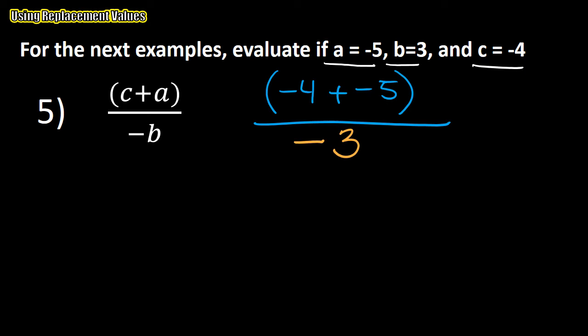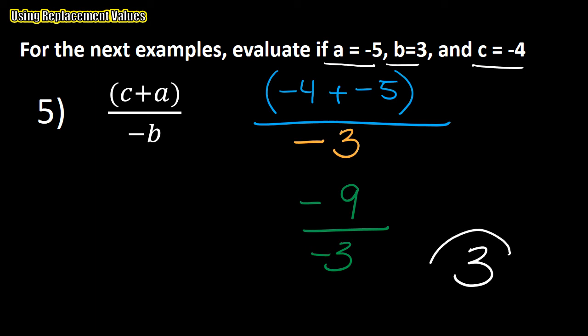So next step is we're going to use order of operations. So we're going to do everything in our numerator first. So we have negative 4 plus negative 5 will give me negative 9. And then my denominator is negative 3. And the last and final step is we're going to go ahead and simplify this fraction. So we know that negative 9 divided by negative 3 is going to result in a positive 3, because we know that a negative divided by negative will give me a positive. And so after we replace the values and do order of operations, we are left with positive 3.